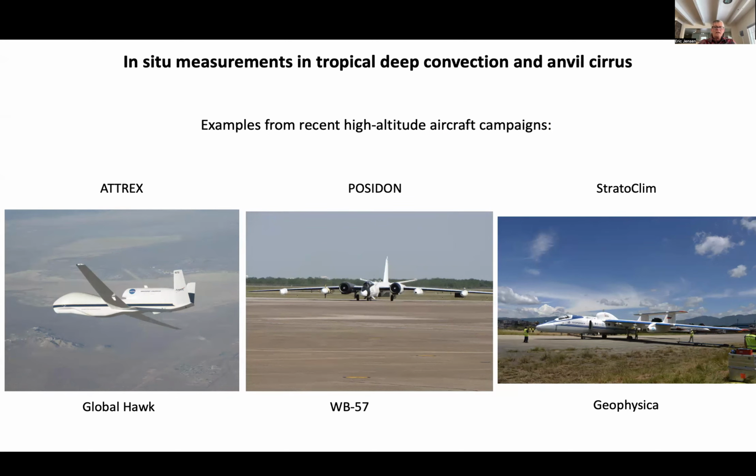And then the Poseidon campaign was another NASA campaign using the WP-57 aircraft, similar SPEC instrumentation, flown out of Guam in October. And then Stratoclim, which a lot of you know about, with the Geophysica, flown in the Asian monsoon, and with the Nixie CAPS instrument from Martina's group.